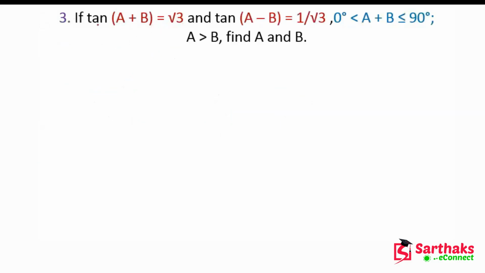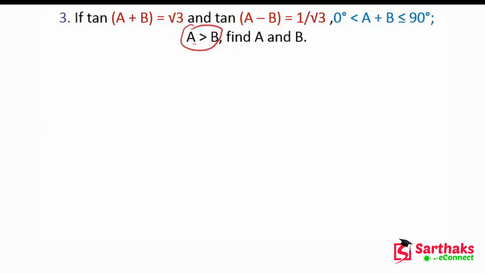So now let's move on. If tan(a plus b) is equal to root 3 and tan(a minus b) is equal to 1 upon root 3, and we have the range of a plus b which is greater than 0 but less than or equal to 90 degree, and a is always greater than b. Now we have to find the value of a and b.